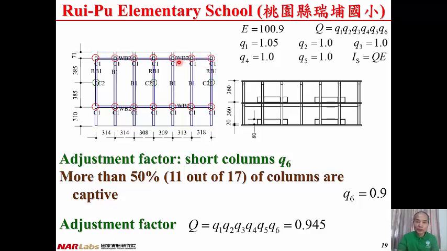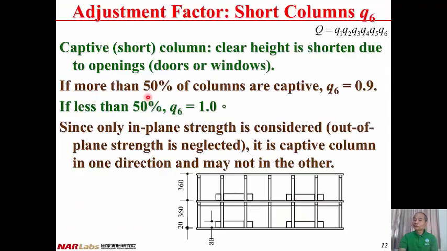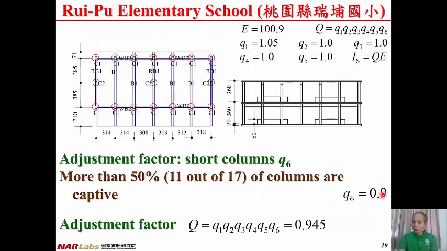Totally 1, 2, 3, 4, 5, 6, 7. 7 plus 4. Totally 11 captive columns, and the total number of columns is 17. Therefore, out of 17 columns, there are 11 captive columns. More than 50% of the columns are captive. Therefore, Q6, the adjustment factor, equal to 0.9. If more than 50% of the columns are captive, Q6 equal to 0.9. Then we have Q6 equal to 0.9.